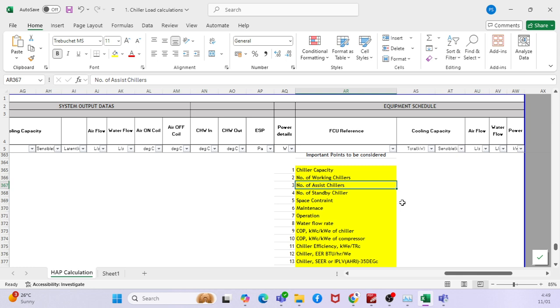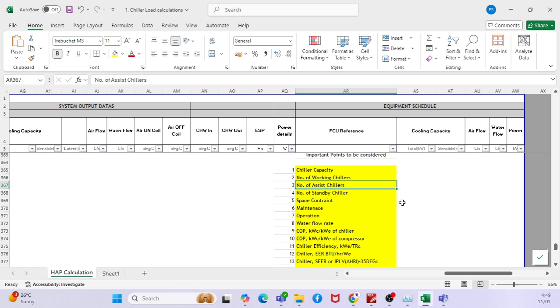This is the way they do the analysis. They do the analysis, then they will do the selection. Sometimes, when you work with a consultant, I don't want to name it, they will always tell you duty plus assist. You have heard about the equipment schedule. They will say duty plus standby. Sometimes they will say duty plus assist.